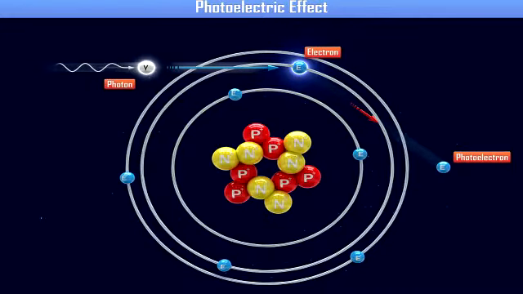Photoelectric effect, explanation and applications. The photoelectric effect refers to what happens when electrons are emitted from a material that has absorbed electromagnetic radiation. Physicist Albert Einstein was the first to describe the effect fully, and received a Nobel Prize for his work. What is the photoelectric effect?